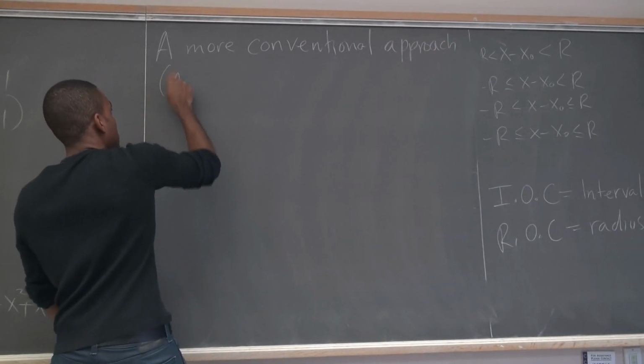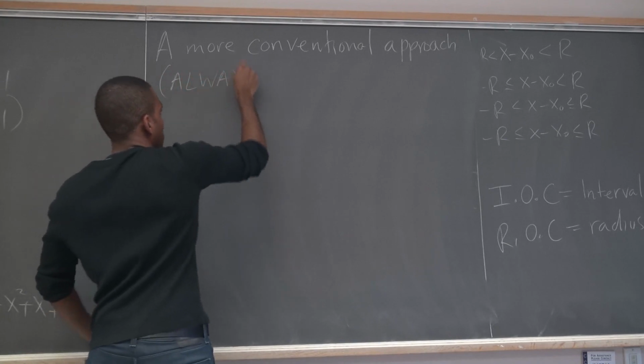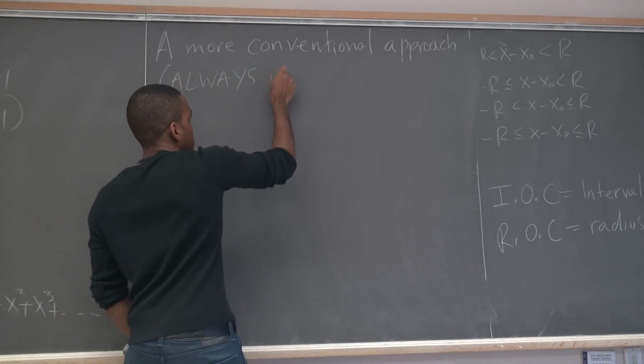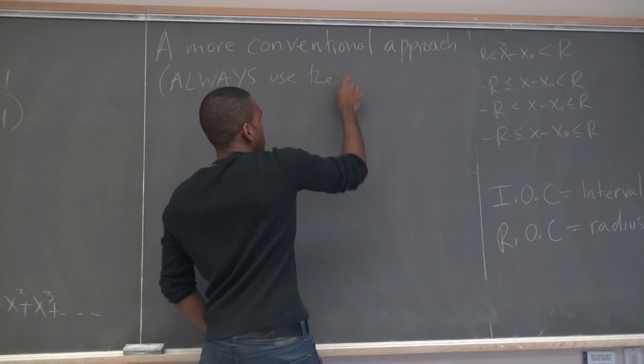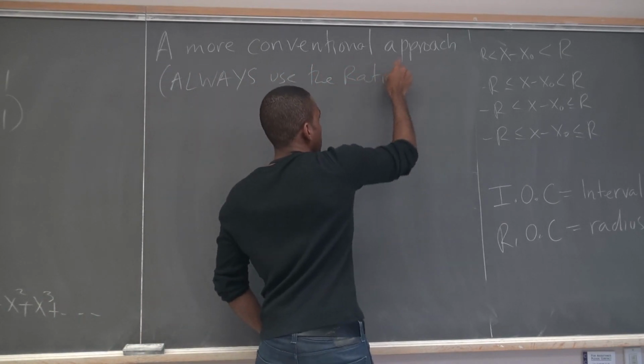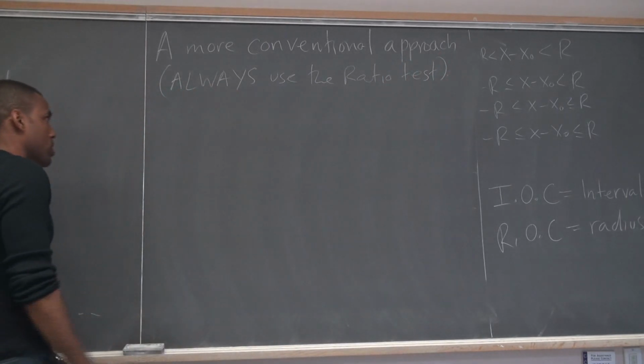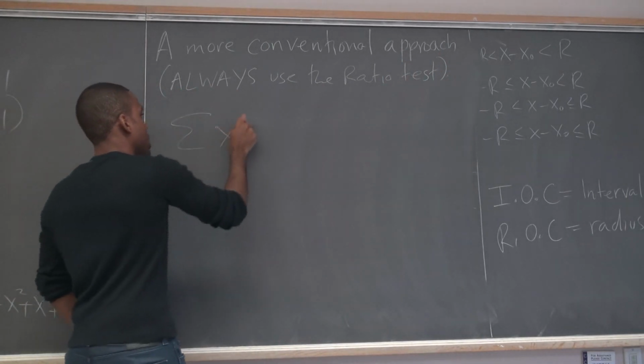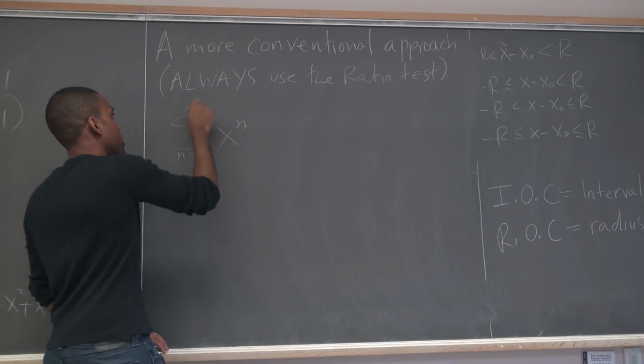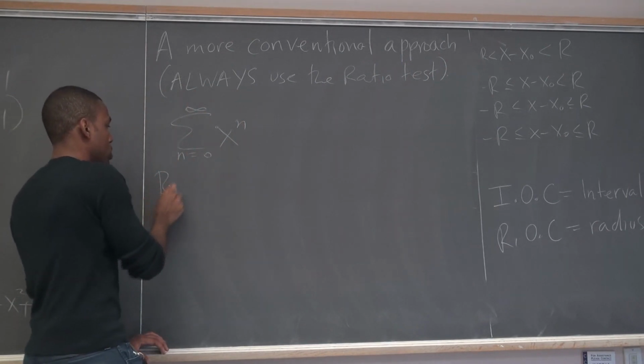So pretty much for these problems, you always use the ratio test. It's pretty much always the guy you use, and they're going to give you something where the ratio test is going to look nice. So if I'm given x to the n, n goes from 0 to infinity, I'm going to do it by the ratio test.